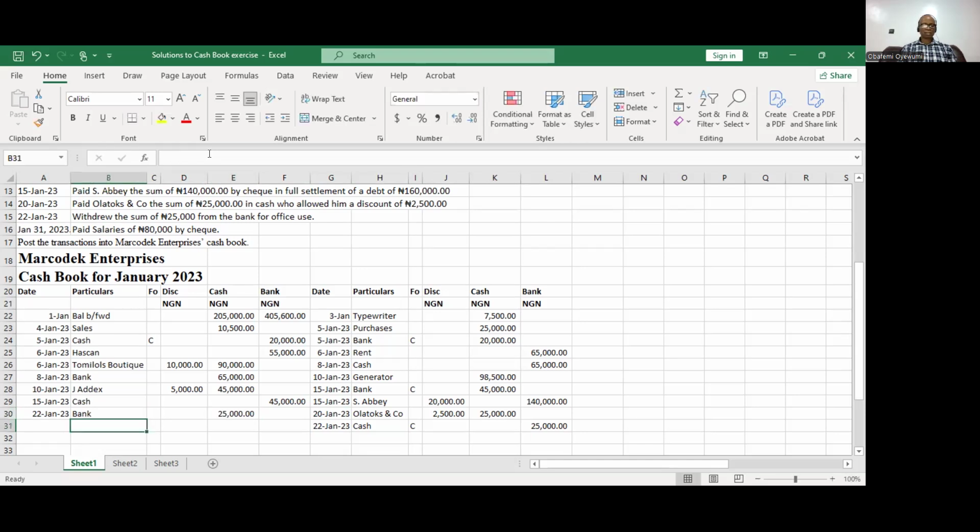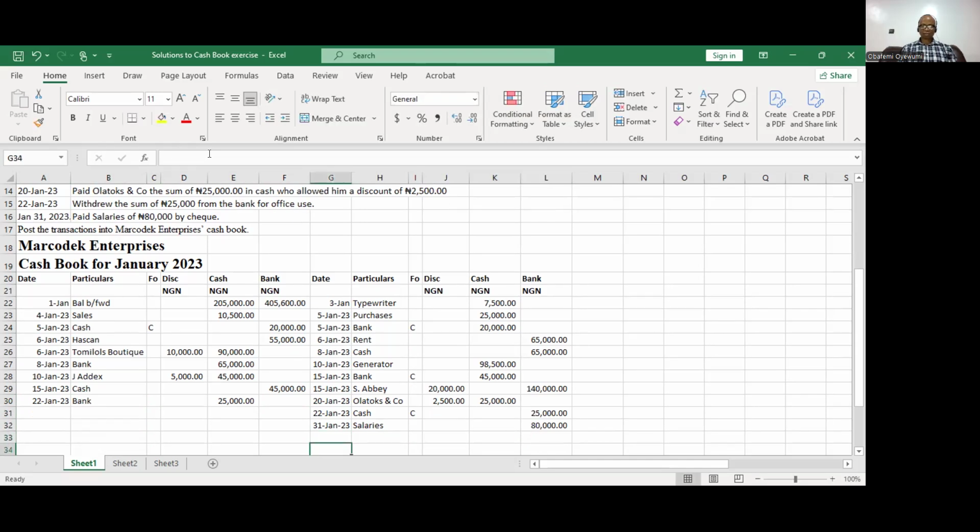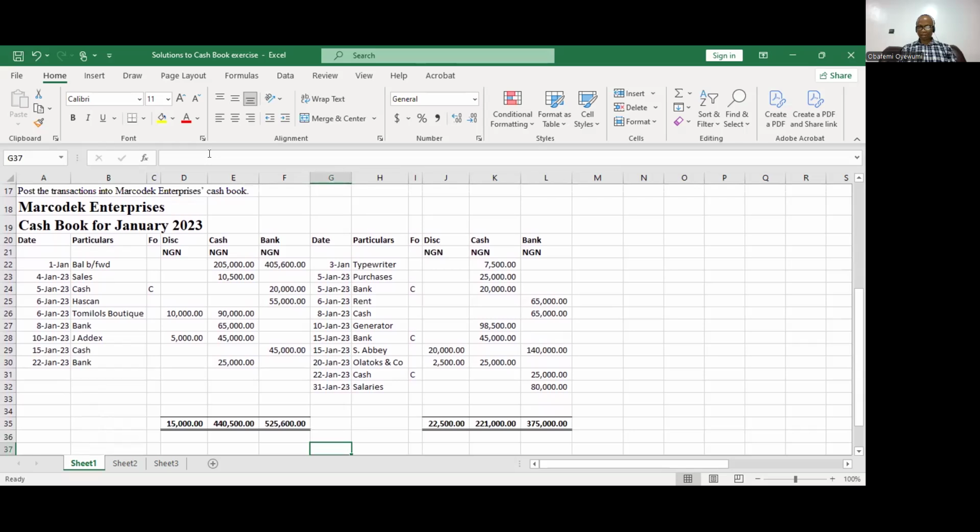And so you move on to the next transaction, which happens to be the last one, pay salaries on the 31st of January 2023. So here the narration will be salaries. And then how did he pay? Check, 80,000 naira, check. So that's what we have at the end of the day. I believe that we'll be able to have a good understanding of how to record these transactions.